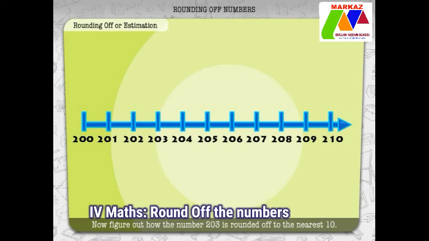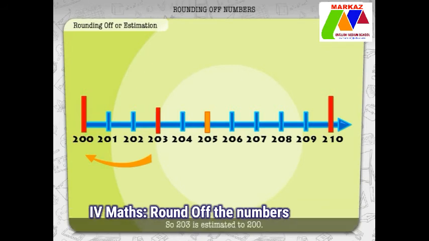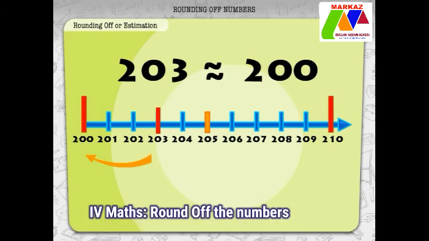Now figure out how the number 203 is rounded off to the nearest 10. 203 comes between 200 and 210. The midpoint between 200 and 210 is 205. A number which is less than the midpoint is rounded off to the lower number, that is 200 here. So 203 is estimated to 200.